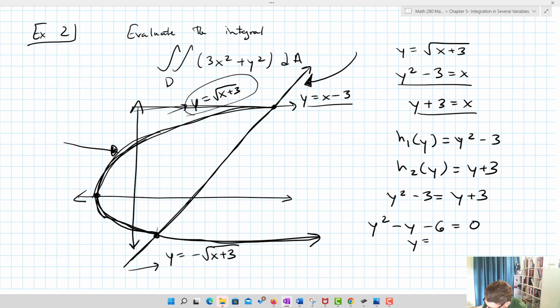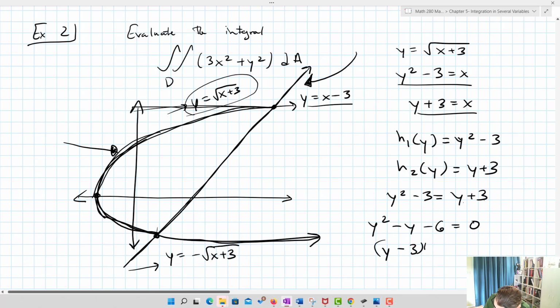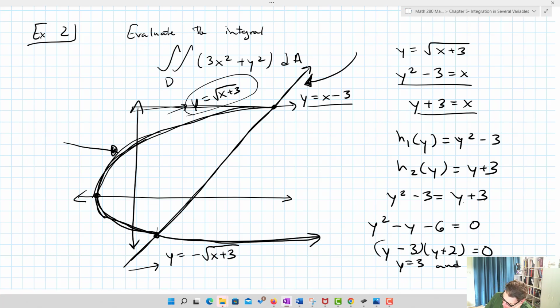That means that we have y minus 3 times y plus 2 equals 0. So my bounds end up being y equals 3 and y equals -2. And those are the bounds then for my integration.